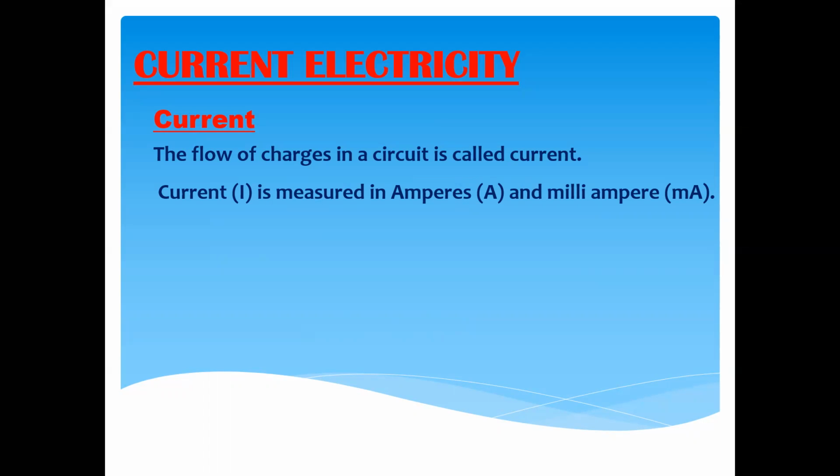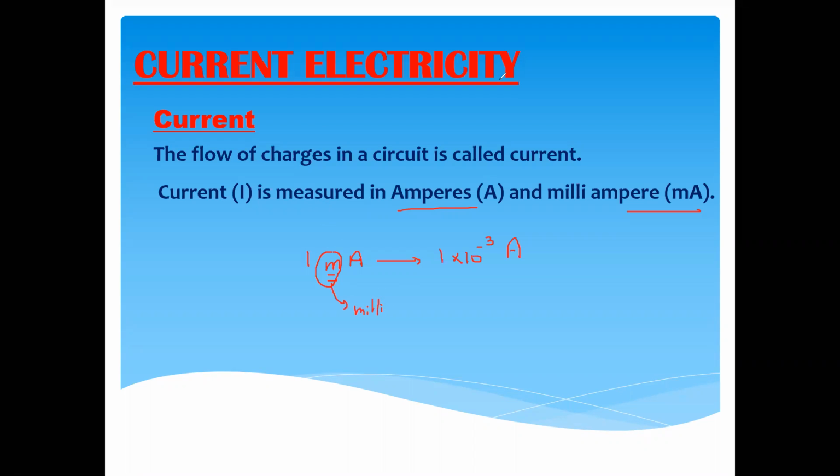Current is denoted by I, and its SI unit is ampere. But because for some components the current is too small, we can also use milliampere. Ampere or milliampere can be used. And if you want to convert milliampere into ampere, 1 milliampere, milli means 10 power minus 3. So 1 milliampere is equal to 1 exponent minus 3 ampere. This is a unit conversion. The prefixes which we discussed in the first class: milli, micro, nano, pico. So M stands for milli, and milli means 10 power minus 3. So the flow of the charges in a unit time simply refers to electrical current.